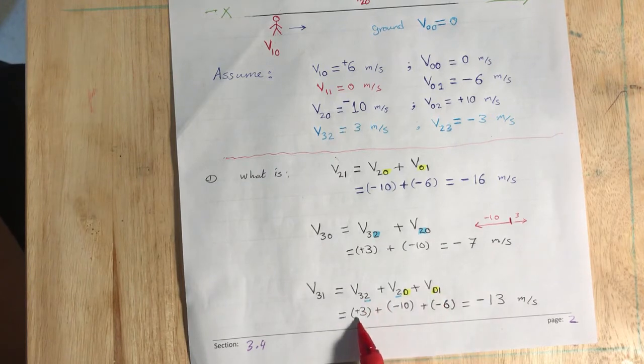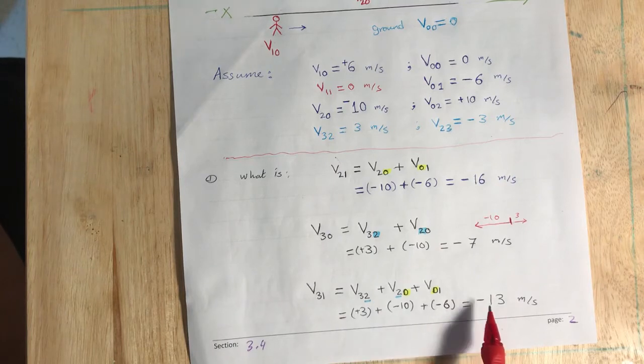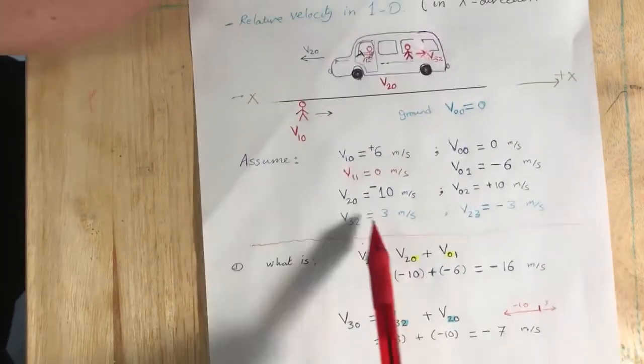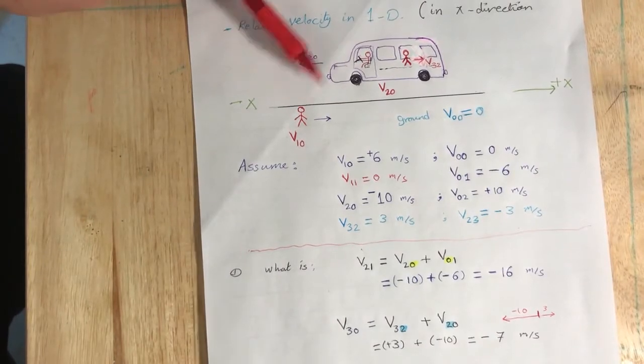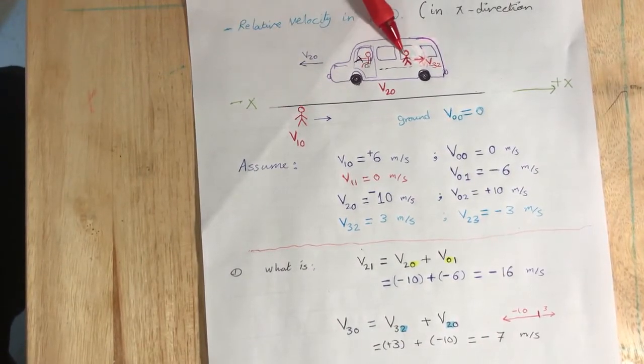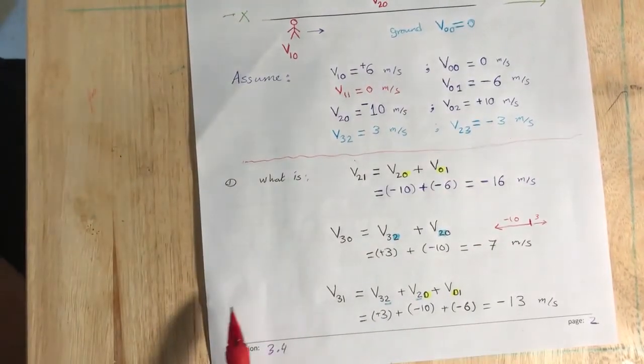V32, the person walking inside the bus in the positive x-axis, is 3 meters per second. Also V20, the bus is moving in the negative direction at 10 meters per second. V01, the velocity of the ground with respect to the person running on the ground, is negative 6. Then the resultant velocity for the person inside the bus with respect to the runner is negative. The runner sees him moving in the negative direction at 13 meters per second.